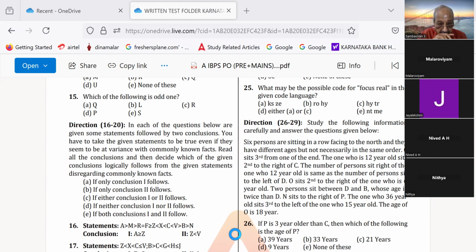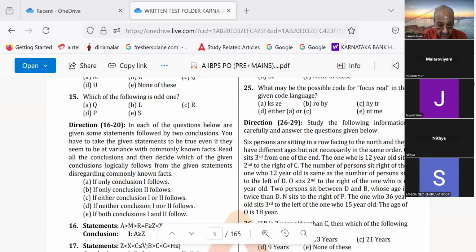Please. Nitya, what happened? Why are you not reading? Hello? Nitya, are you able to hear me? Nitya, the internet is not all right. Whose internet is good? Senegal, your internet is okay? Yes, sir. Please read questions 16 to 20.